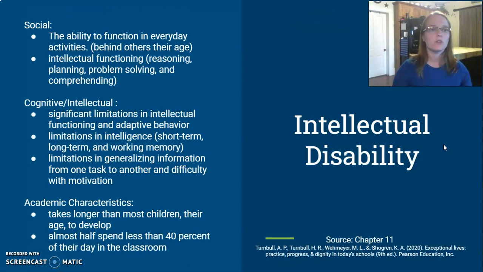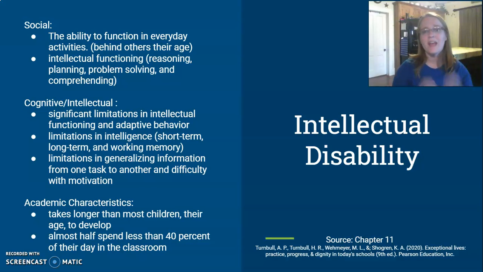Intellectual disability, you're going to have behind others socially. It's unfortunately a factor there, and it's going to make it hard for them, as well as planning, problem solving, and comprehending are going to be an issue in that area. Significant limitations in intellectual functioning and adaptive behavior, short-term, long-term memory, working memory, all are going to be impacted by intellectual disabilities.